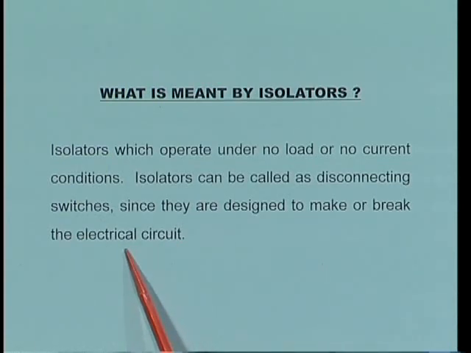I have given an example of a small switch. What is a small switch doing? It is making an electrical circuit, and it is disconnecting an electrical circuit. The isolator also serves the same purpose. It makes an electrical circuit, it breaks an electrical circuit, but it is used for higher voltages. Generally they are used for 11 kV to 220 kV. So wherever 11 kV to 220 kV voltages are available, that is in substations, these isolators are used. Because they are used in substations, they have been named isolators, and they do the same purpose as a switch does in low voltage applications.